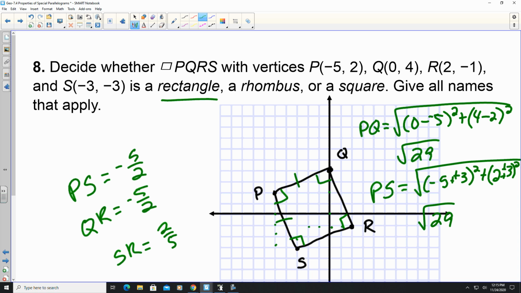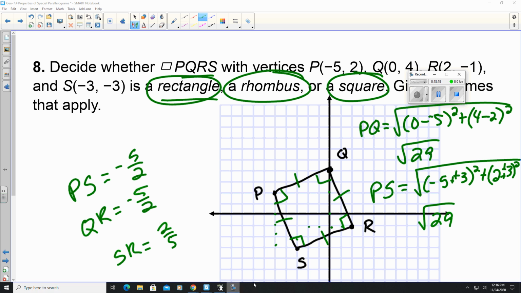So what I have is not only 4 right angles, but I also have 4 congruent sides. So it is a rectangle, it is a rhombus, and it is a square. So all of those things apply. And that is being able to look at properties of special parallelograms. Hope this helps. Till next time.